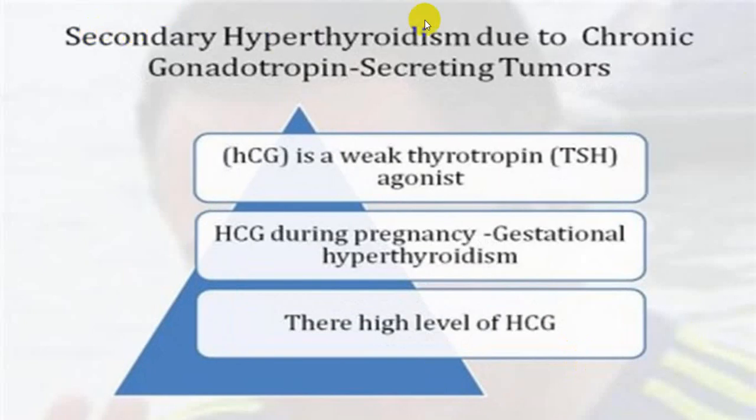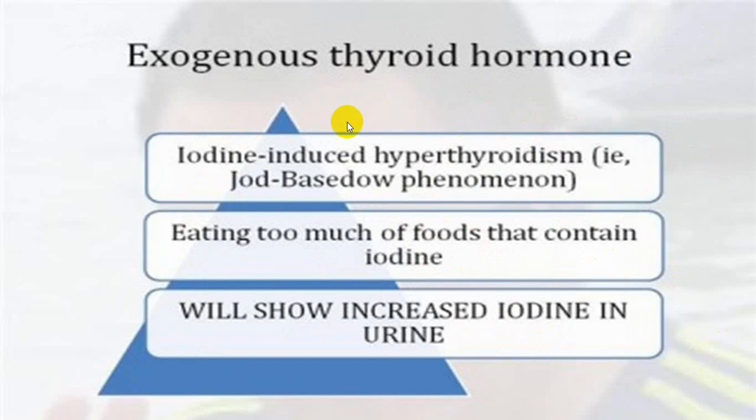Secondary hypothyroidism due to chorionic gonadotropin secreting tumors, or we call it human chorionic gonadotropin. You will have a weak thyrotropin agonist. This is a weak thyroglobulin. This level will be high, and this will very commonly occur during pregnancy and the gestational period. And you will have a high level of HCG, that is called human chorionic gonadotropin hormone.